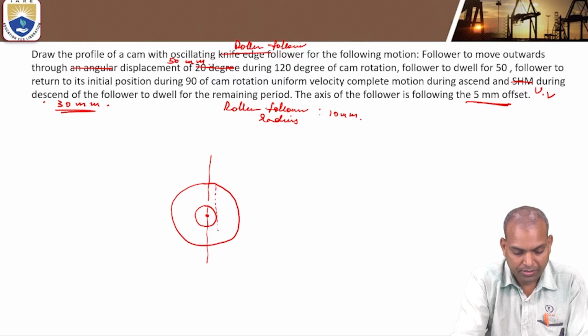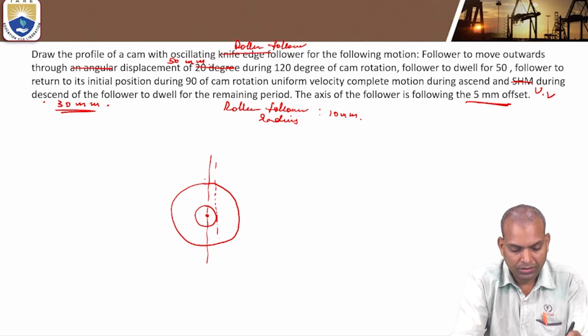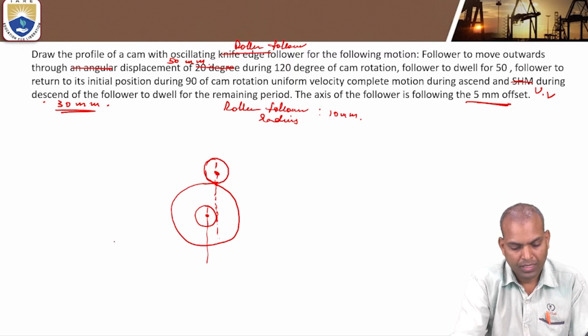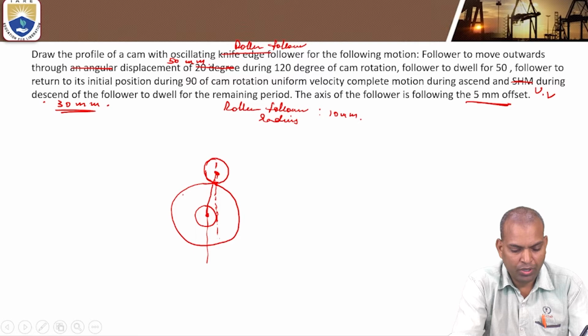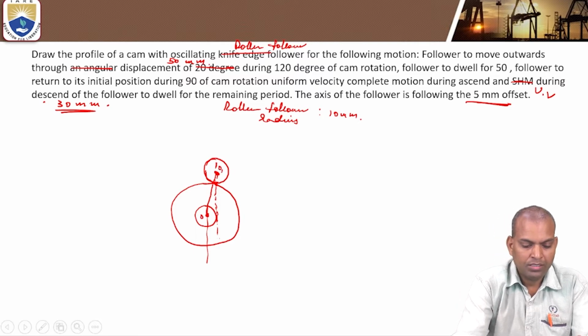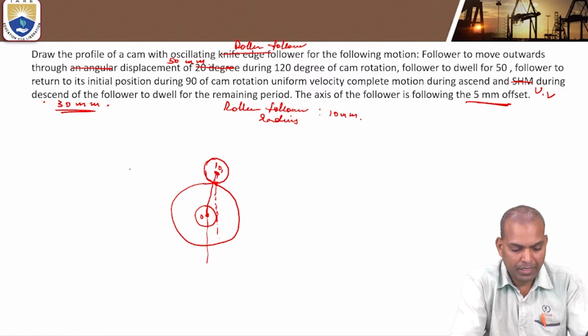Touching the surface, draw a line. This is the offset axis line. This is the point. From this point, take 10 millimeters length and draw a circle. That is the roller circle. Now join the center of the base circle to the center of the roller. That is the tracing point. This O and O1 is the reference axis. Passing through O1, draw a circle. That is the prime circle.